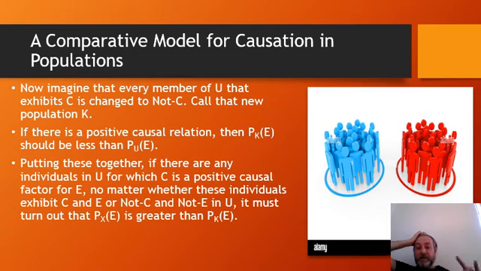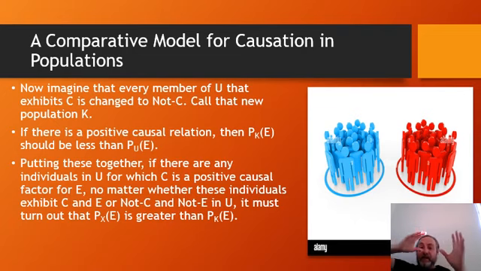Now we can put these two hypotheticals together. We can say if there are any individuals in U for which C is a positive causal factor for E, whether or not those individuals happen to exhibit C and E or not-C and not-E in U, it should be the case that the probability of E in population X, the one where everybody has the causal variable, will be greater than the probability of the effect in K, where no one has the causal variable.